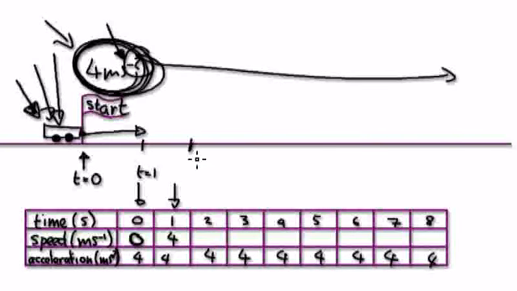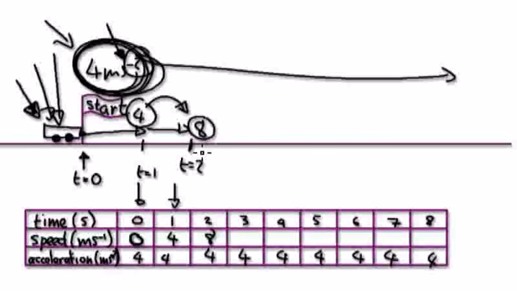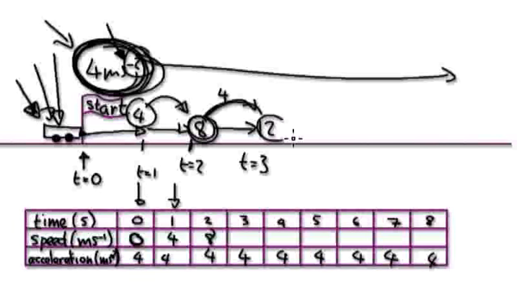So when t equals 2, the speed was 4, but because there's an acceleration of 4, there's going to be an increase of 4 again. So the new speed will be 8. Now let's look at when t equals 3, another second after this. Because there's an acceleration of 4, the speed was 8, so the speed will increase by 4 again. So the speed here will be 12.